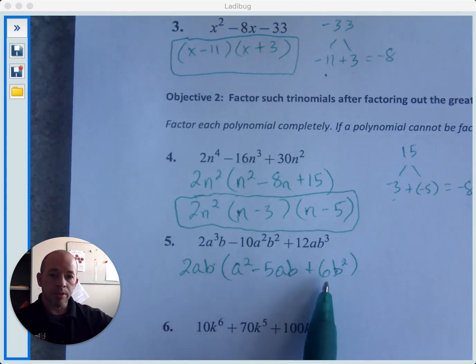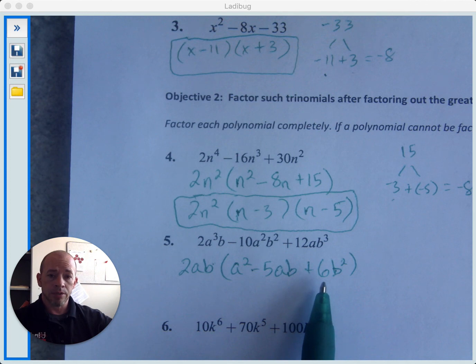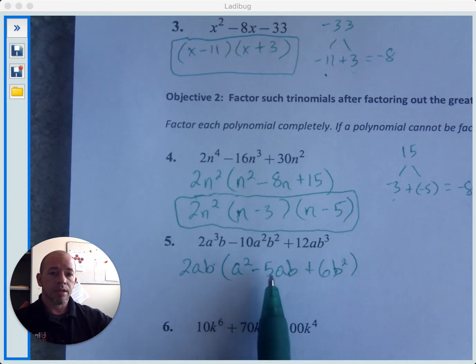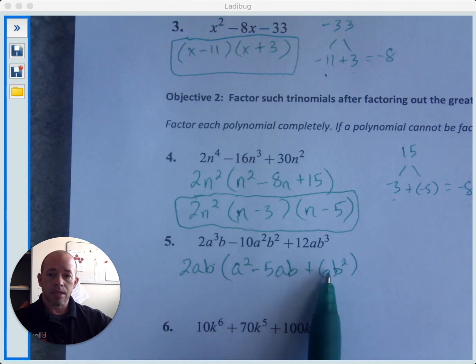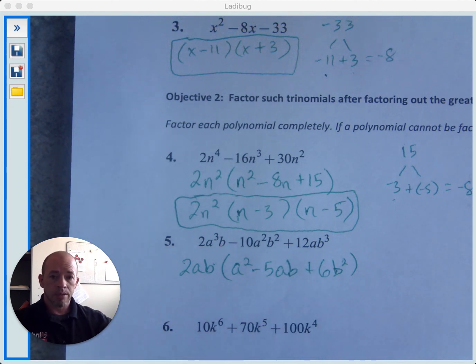We're left with a trinomial, and now we can see, well, what can we do with this one? This one's a little different because we have an a squared and a b squared, but I think it'll be very similar to the ones we've done before.